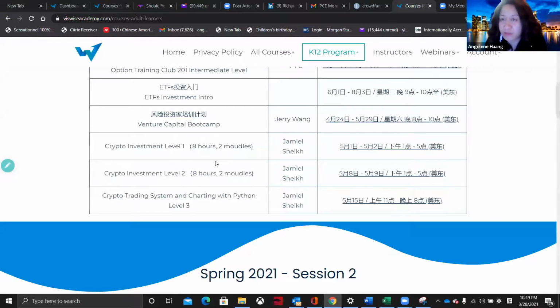He and I especially developed this level from easy, medium, to challenge. So the first level gives you a lot of introduction, and Jamiel also has his own cell phone application, free for all the students to use for paper trading. So he's very handy, but his class is very condensed.